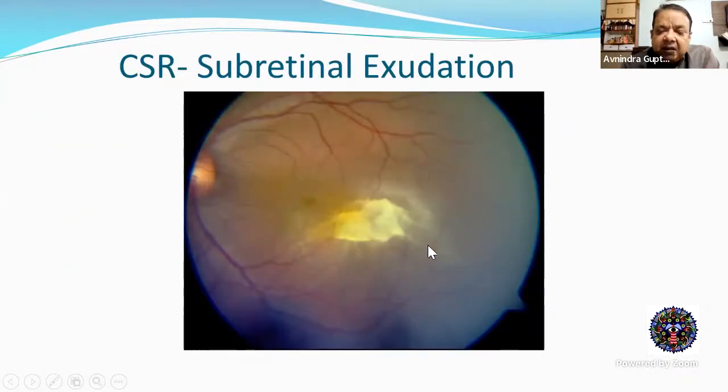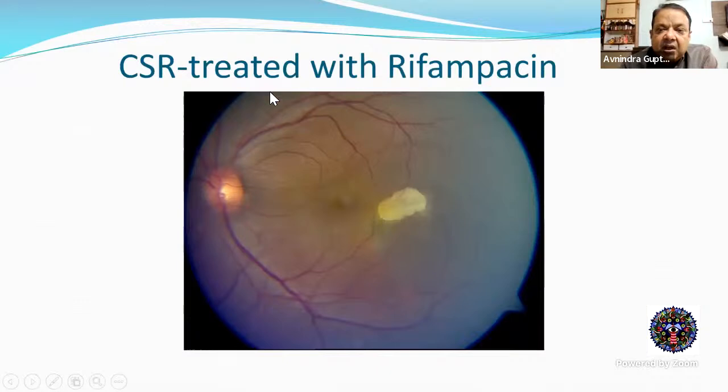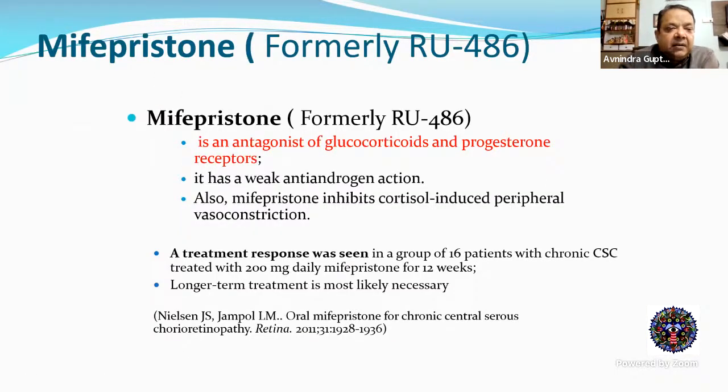This is one of my patients I treated somewhere around 10 years back. You can see a large subretinal exudate with a blister-like swelling suggestive of central serous retinopathy. On angiogram, you can see there is a diffuse leak. And we started this patient on rifampicin. Within 10 days, amazingly, the fluid disappeared, and this exudate also shrunk, and this patient regained his vision to 6/6 in 2 weeks.